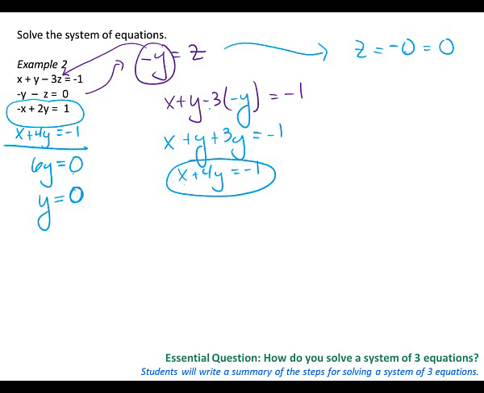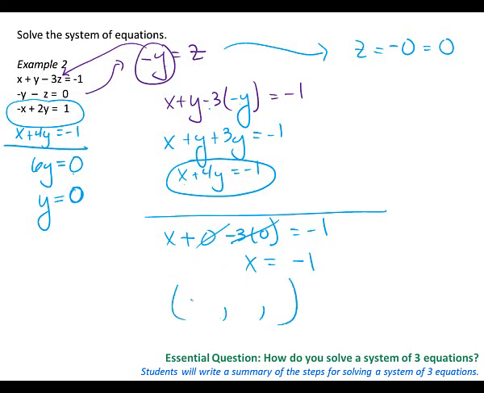Alright, now I've got to solve for x. I could do the first equation. I can't do the second equation, there's no x's in it. Or I could do the third equation. So what do you want to plug into? The first one? Okay, I would have picked the third one, but that's fine. So we've got x plus, what's your y value? 0. Minus 3 times 0 equals negative 1. What's going to happen with both of those? They cancel, so we've got x equals negative 1. How would we write our coordinate now? Negative 1, comma, 0, comma, 0. Yep. There's your final answer.